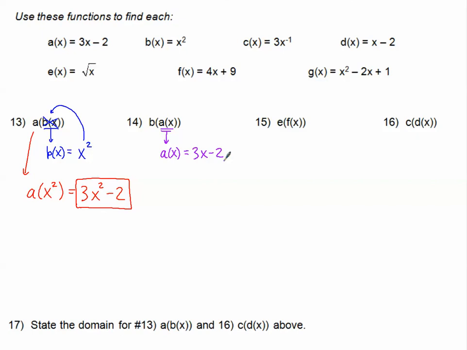Okay, and then we're going to take that function and replace it in here, kind of scratch this out and put b of that function, b of 3x minus 2. Well, b of x says take the x and square it. So b of 3x minus 2 will say take the 3x minus 2 and square it.